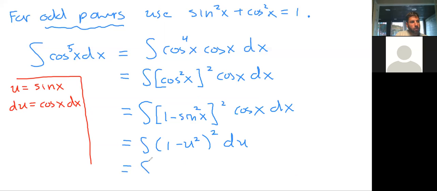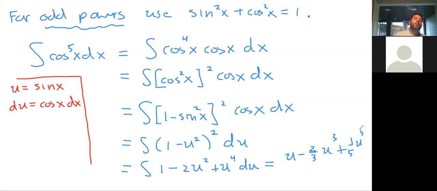which of course is a polynomial. It's 1 minus 2u squared plus u to the 4th. Which is very easy to integrate because it's just u minus 2/3 u cubed plus 1/5 u to the 5th plus c. And then all that remains to finish the problem is to plug the x's back in. And so we'll do that on the next page.